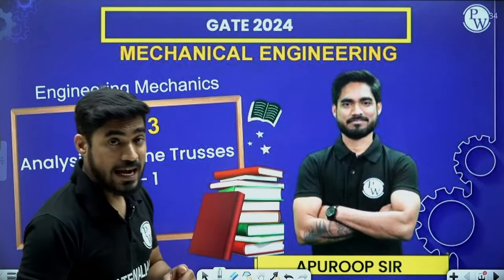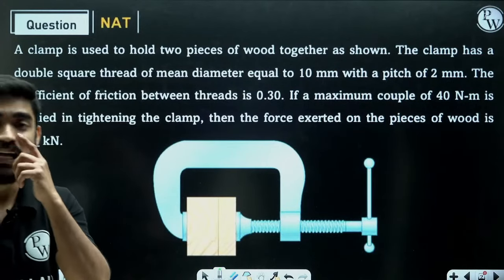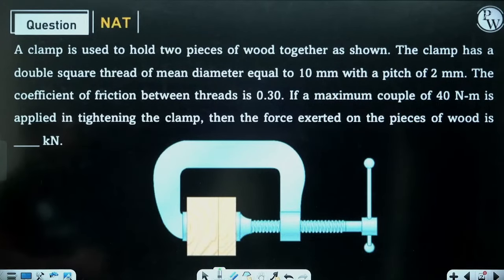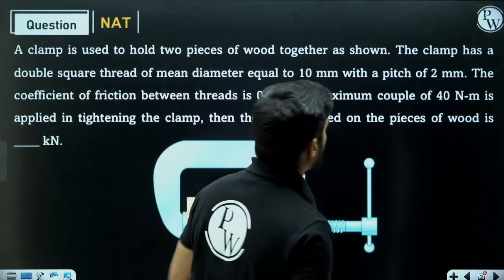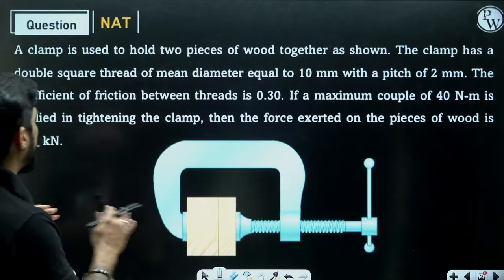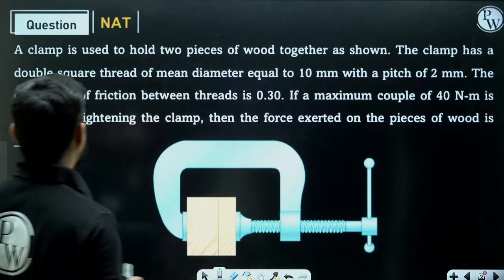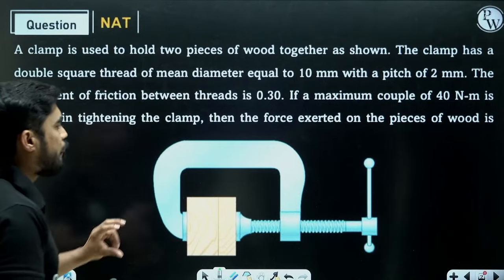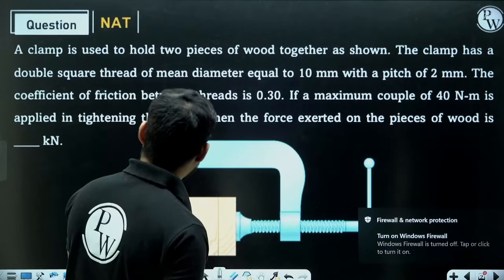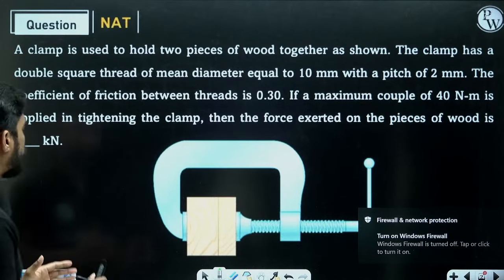But before that, let's solve the assignment question that I gave you in the last class related to screw jack. A clamp is used to hold two pieces of wood together as shown. The clamp has a double square thread of mean diameter equal to 10 mm with a pitch of 2 mm. Coefficient of friction is 0.3. If a maximum couple of 40 Newton meter is applied in tightening the clamp, then the force exerted on the pieces of the wood is.